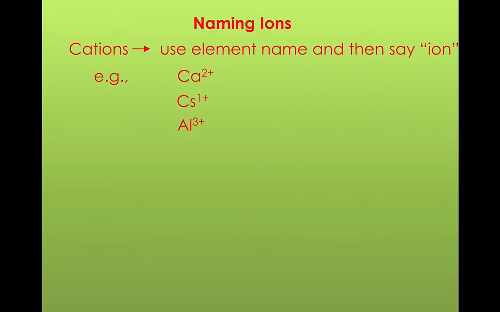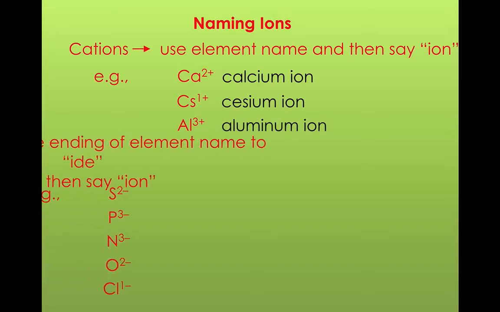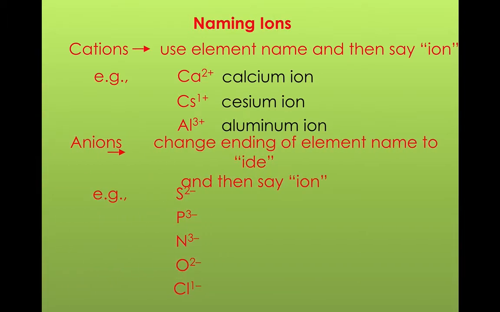All right, so when you're naming ions, you're going to use the elemental name and then say the word ion. So for example, you have calcium ion, cesium ion, aluminum ion, okay? Calcium, cesium, aluminum. Those are your cations, they are positive. Anions, you're going to change the ending of the element's name to ide, I-D-E, and then you're going to say ion.